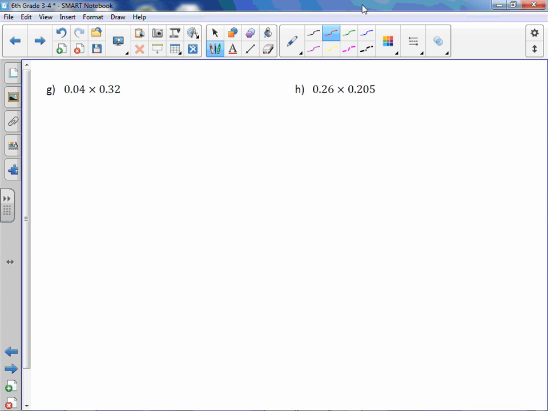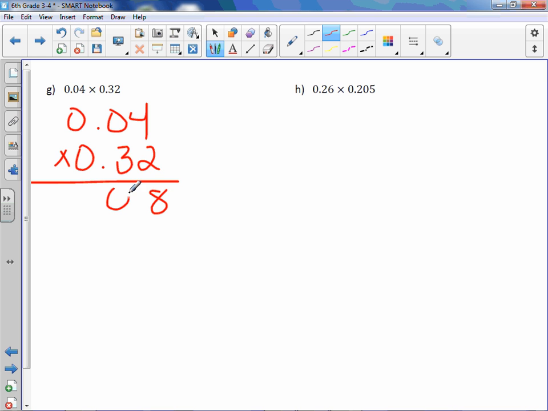Letter G, 0.04 times 0.32. 2 times 4 is 8, 2 times 0 is 0, 2 times 0 is 0. Cross it off, put a placeholder. 3 times 4 is 12, carry the 1. 3 times 0 is 0, plus 1 is 1. 3 times 0 is 0. Cross it off, put 2 placeholders.